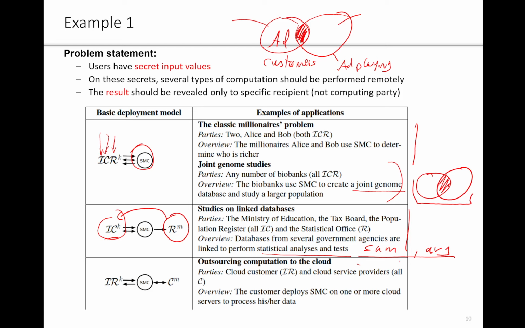Another example, that we will also look into, is that you want to just use the computation power of the cloud without revealing what you compute, what data you have, what numbers you want to compute, what your operations are. So you want to compute A plus B without revealing A or B.